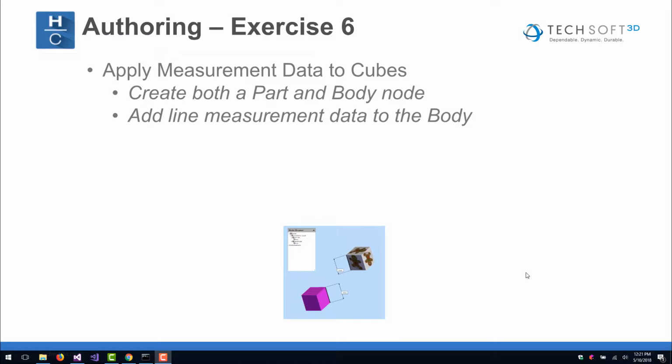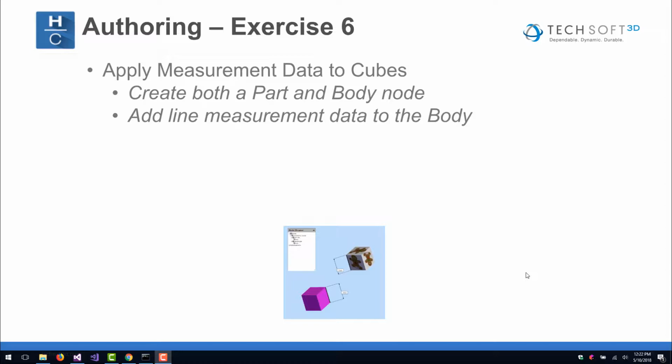So in this exercise what we're going to do is extend the scene that we created in the previous exercise by allowing users the ability to measure the cubes. In order to do that we're going to have to create both a part and a body node, and then we're going to need to add line measurement data to the body node.